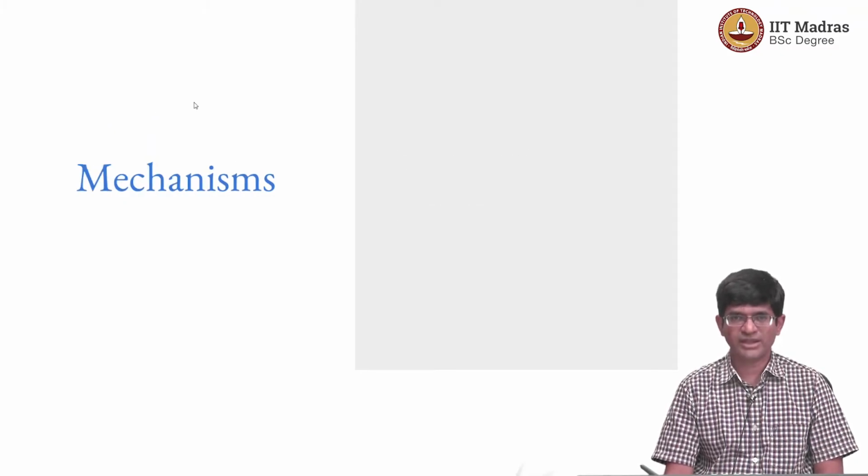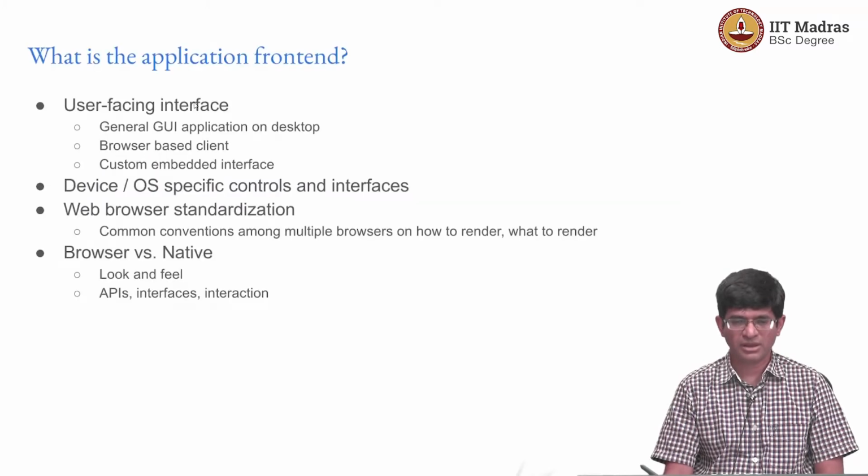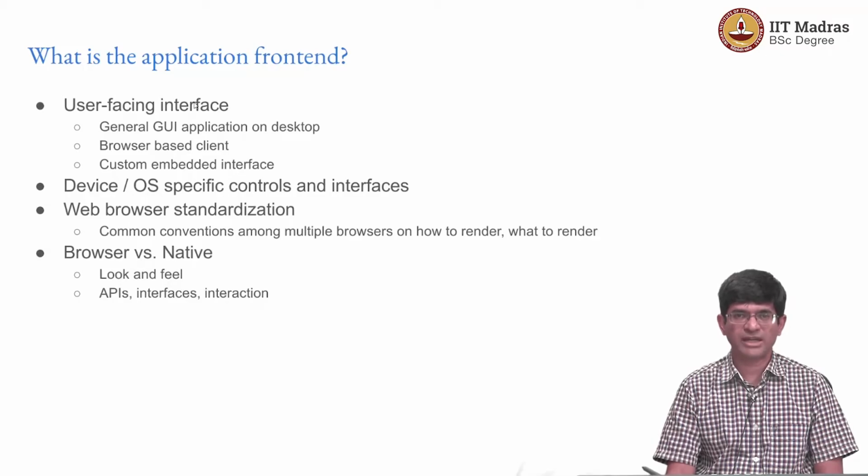So let's start by looking at the different mechanisms by which front ends can be implemented. First of all, what is the application front end? This is the user facing interface, meaning that you could be talking about the general GUI application on a desktop, or in our case a browser based client. So there is some kind of web browser, a client software that's running, or you could also have some kind of custom embedded interface.